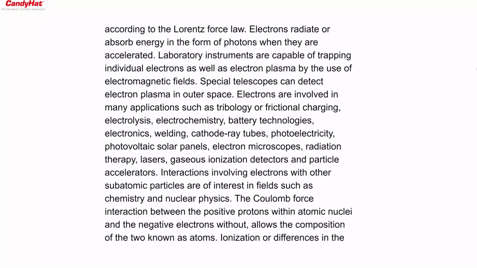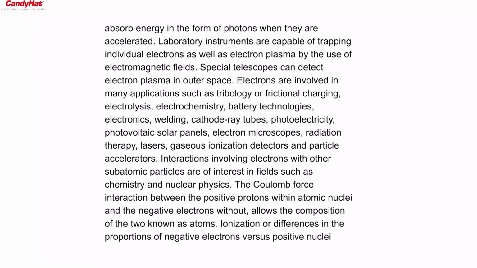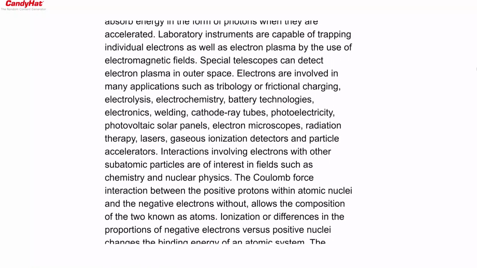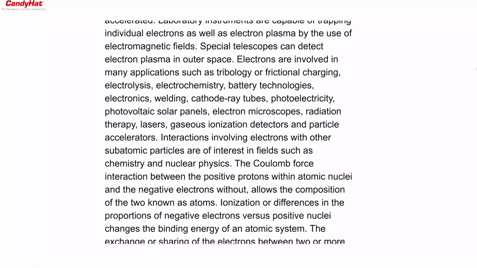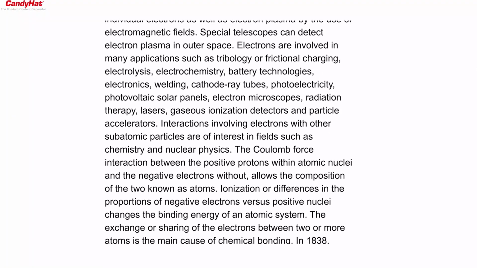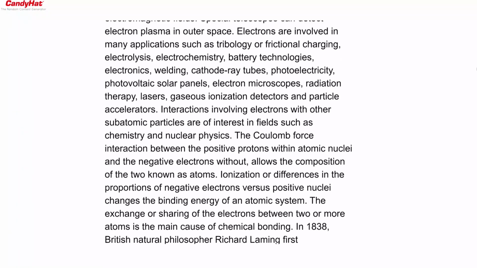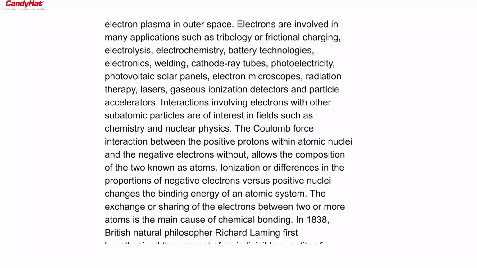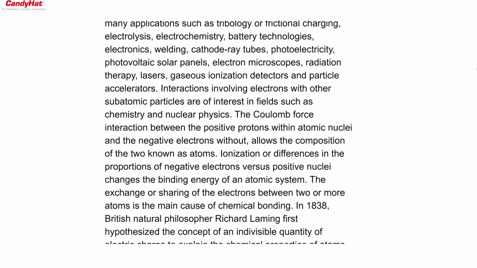The Coulomb force interaction between the positive protons within atomic nuclei and the negative electrons without allows the composition of the two, known as atoms. Ionization or differences in the proportions of negative electrons versus positive nuclei changes the binding energy of an atomic system. The exchange or sharing of the electrons between two or more atoms is the main cause of chemical bonding.